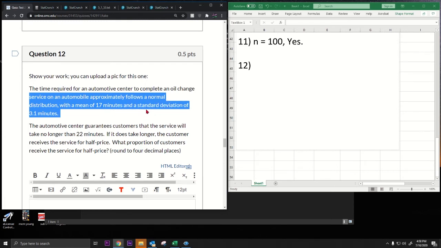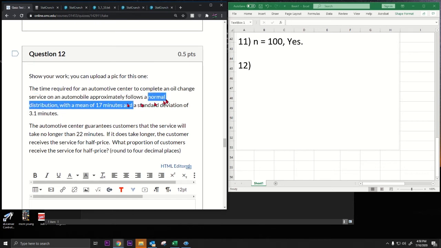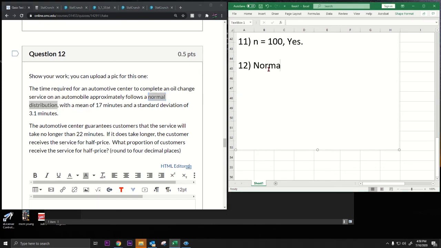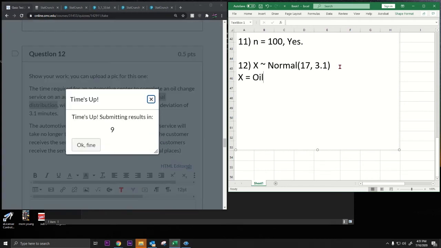I'm gonna get kicked off of this test in like 10 seconds, but we got a normal distribution here, ladies and gentlemen. All right, we got a mean. I'm gonna just write this down. It's normal. We got a mean of 17. We got a standard deviation of 3.1. All right, that's our random variable X. X is approximately normal with mean 17, standard deviation 3.1. What is X? It's the oil change time.